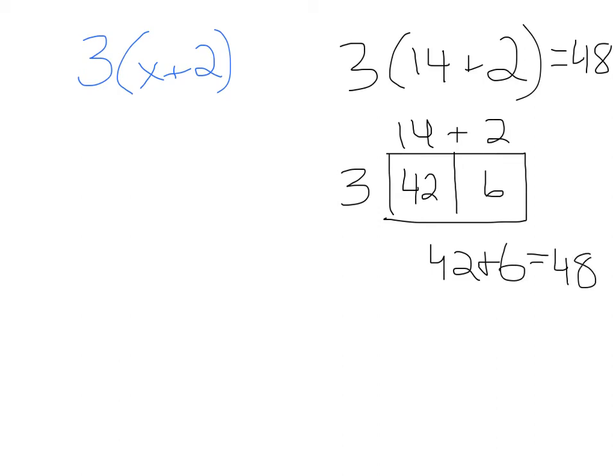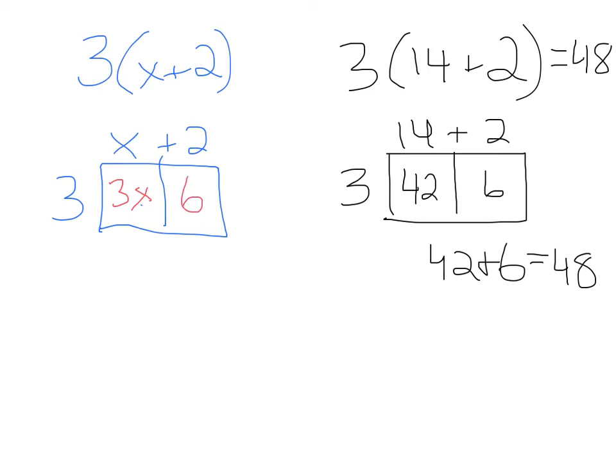I'm going to use that same process with this unknown. Length of 3, width of x plus 2. Oops, I messed that up. This should go above. X plus 2. And inside, the area of each individual rectangle is now 3 times x, which is 3x, plus 3 times 2, which is 6. So my solution here is 3 times the quantity of x plus 2 is equal to 3x plus 6.